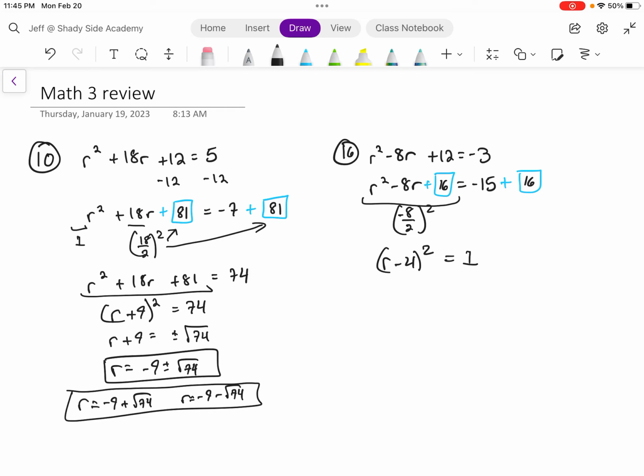Okay. So we're going to now take my square roots again. Plus or minus square root of 1. Well, that, of course, is just 1. So I get r equals 4 plus or minus 1. So that means r is just 5 or 3. 5 or 3, right? 4 plus 1, 4 minus 1. Okay, so that's completing the square. Just picking some random ones.